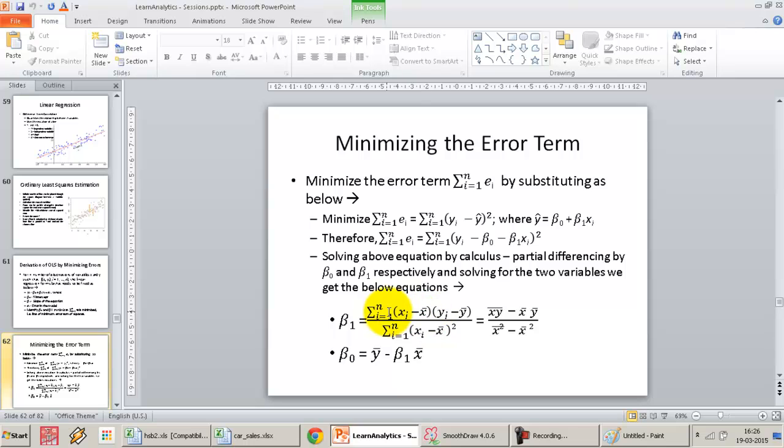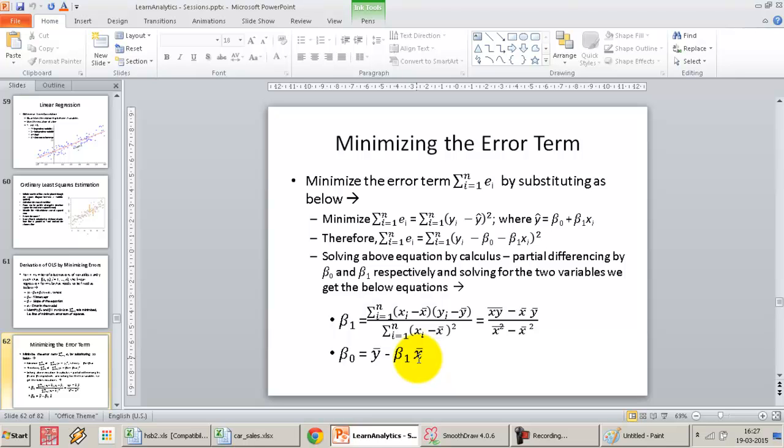So beta 1 is essentially the mean of x times y minus x bar times y bar, divided by the mean of x squared minus x bar whole squared. So essentially a function of only x and y observations, and beta naught is simply y bar minus beta 1 x bar. So now using only x and y, I can find the intercept, or the y-intercept, as well as the slope which best fits or minimizes the error between the two terms.